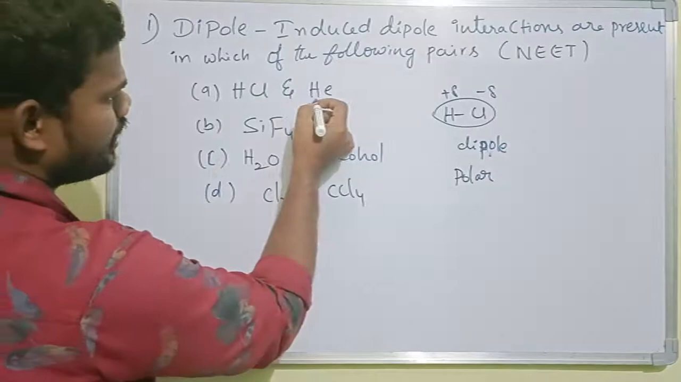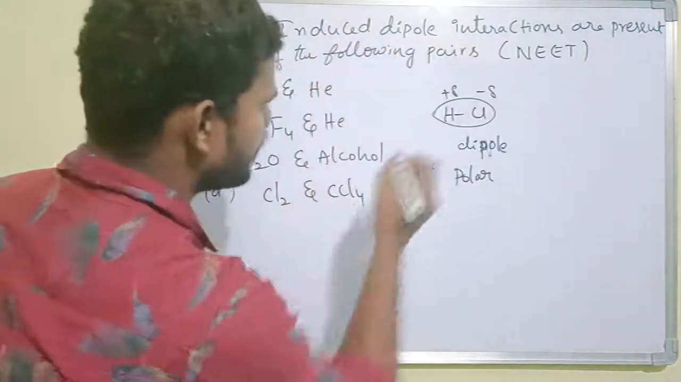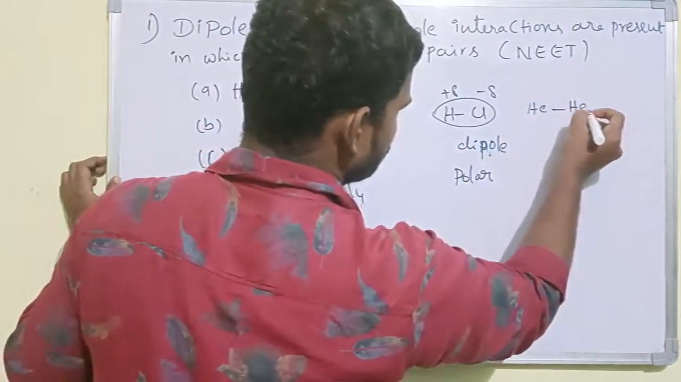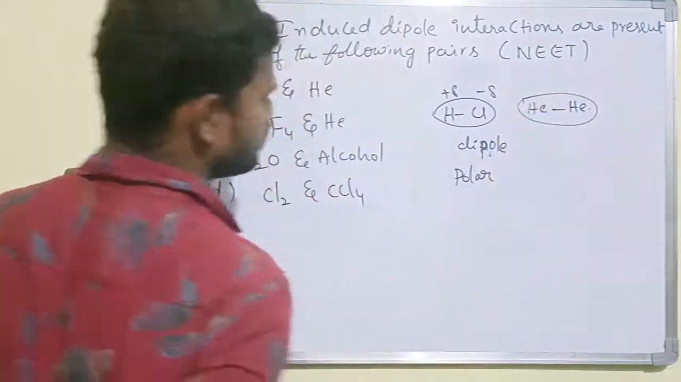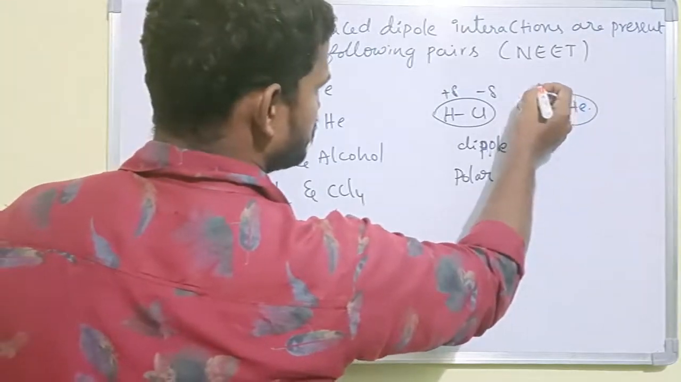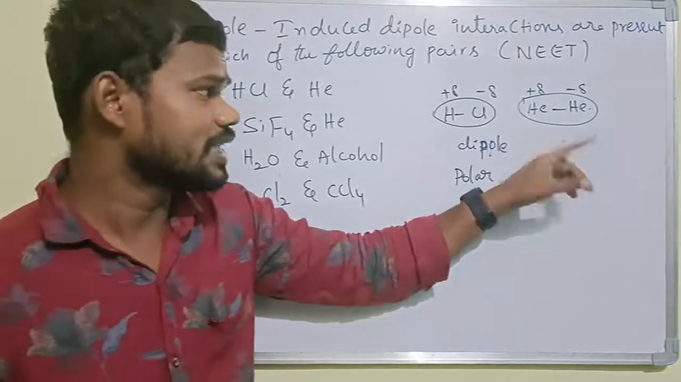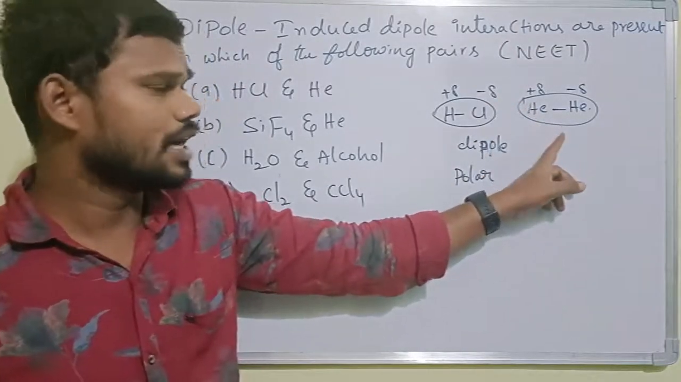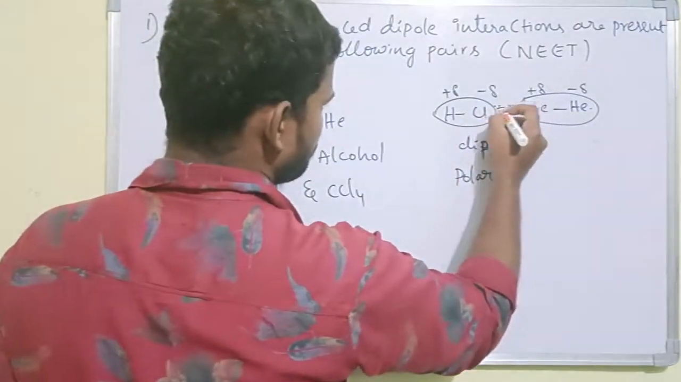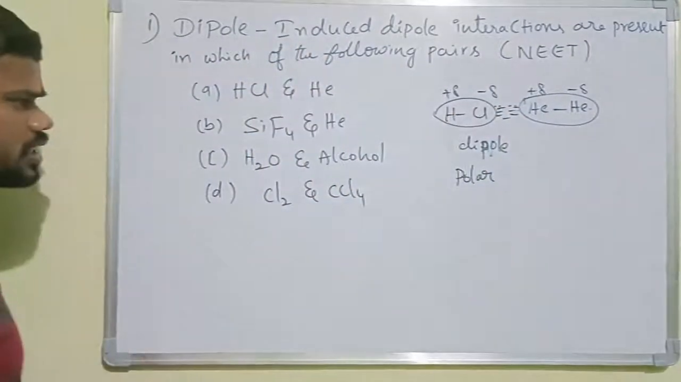So in HCl and helium, dipole, induced dipole interactions are present. Helium has no dipole of its own, but it can create a dipole in itself when HCl is nearby. That's why we call it an induced dipole. So in this pair, dipole, induced dipole interactions are present.